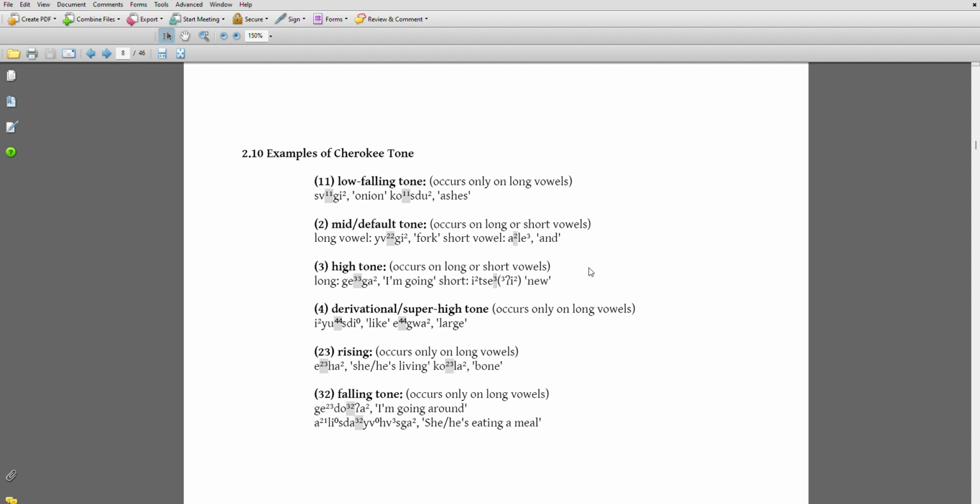Then the 2 mid or default tone, it occurs on long or short vowels. So in our first word, we have 2 long in the first syllable and 2 short in the second. So y, long, gi, short, yagi. And that sounds very monotone and it does not change. The only thing that changes is the length of the vowel. Y, yagi. Like I can't, yagi, fork. And ale, and.